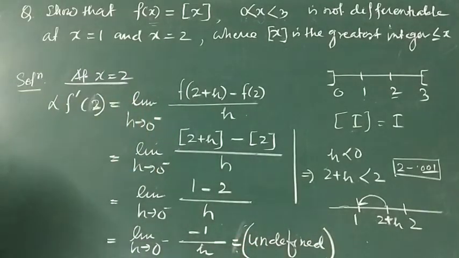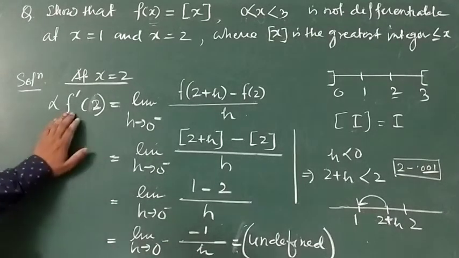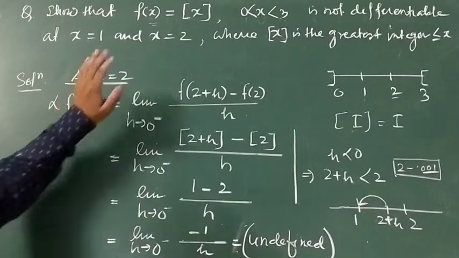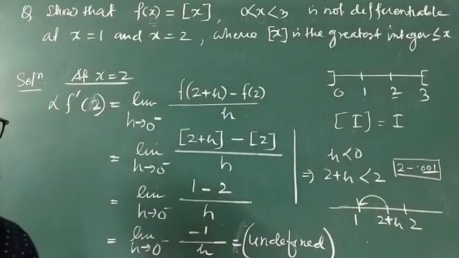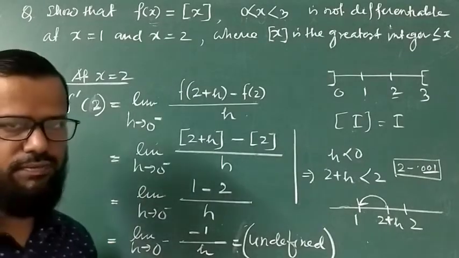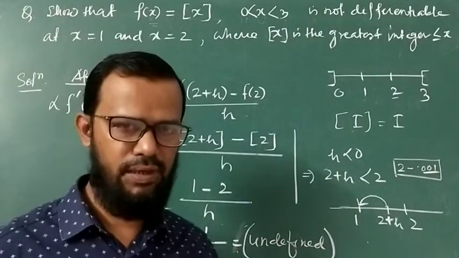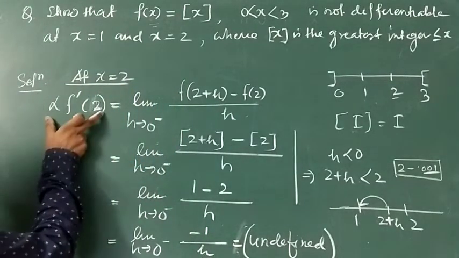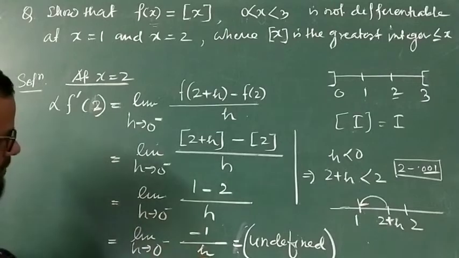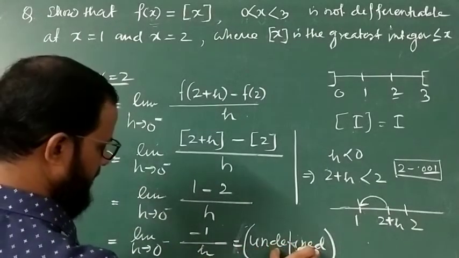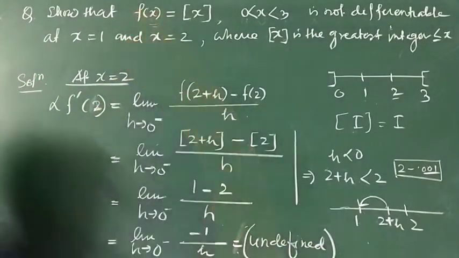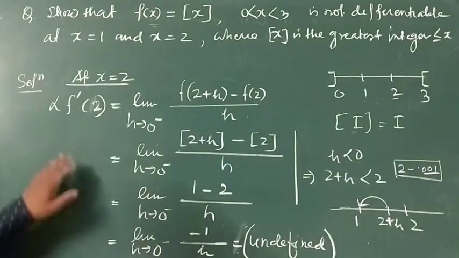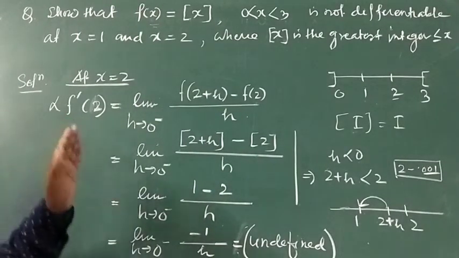Undefined means left hand derivative does not exist. So since left hand derivative does not exist, automatically f dash 2 does not exist. That means f is not differentiable at x equal to what? 2. But you also have to find the right hand derivative, and know what happened with it. From here we can conclude, since left hand derivative is already undefined, meaning does not exist, that f is not differentiable at x equal to 2. But what is the right hand derivative?